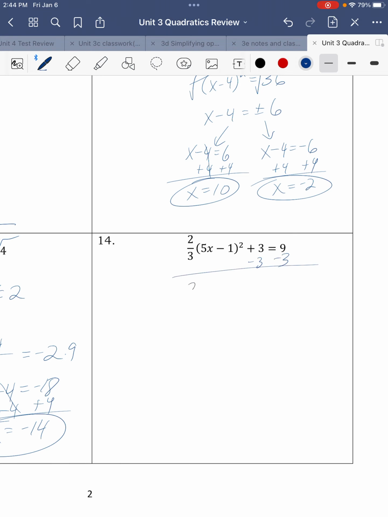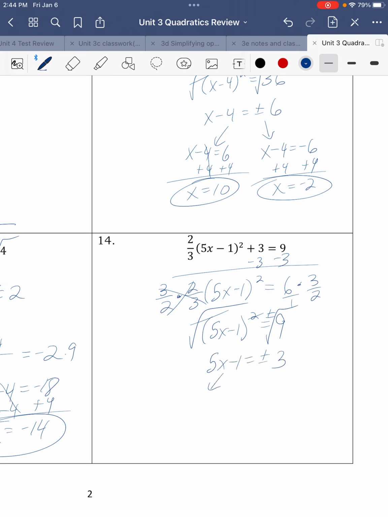All right, number 14. Order of operations, reverse order. You should subtract 3 first. Then we got to multiply by the reciprocal. Still got the square hanging out there. 6 times 3 is 18. Divided by 1 times 2 is 2. 18 divided by 2 is 9. Square root. That worked out well.